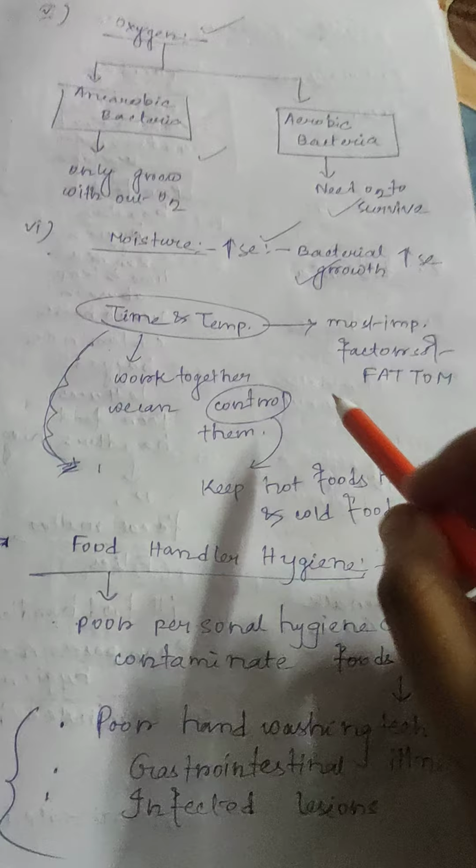Two forms of foodborne illness. What are the two forms? Infection and intoxication. How many forms are involved in foodborne illness? Two types of forms. First is infection, second is intoxication.